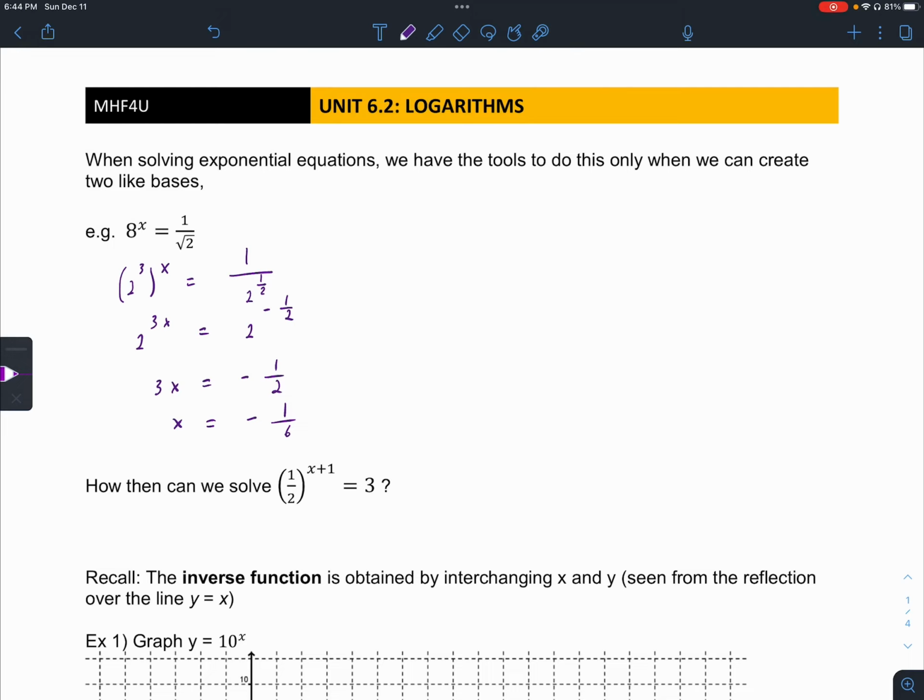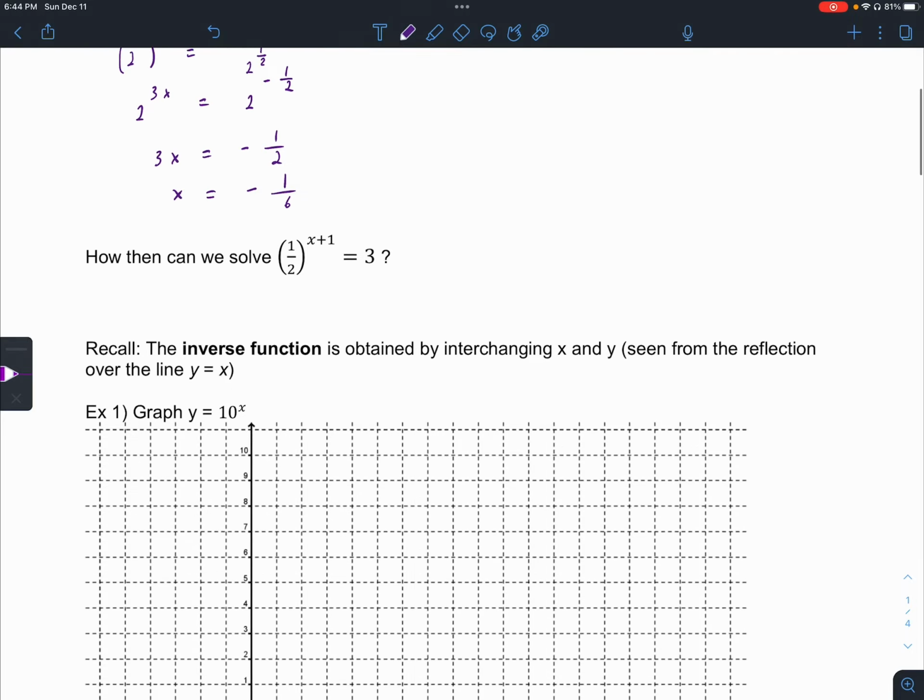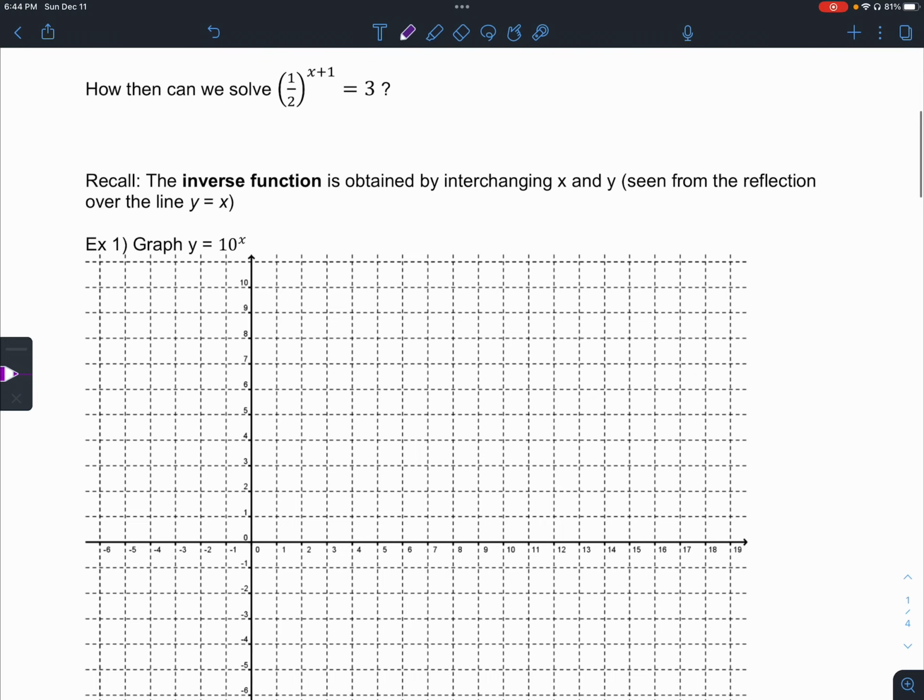Now, how can we solve something like (1 over 2) to the exponent of x plus 1 is equal to 3, where it's not possible to get a common base? 1/2 and 3 do not have a common base. We're going to come back to this towards the end of the lesson. Logarithms actually allow us to solve exponential equations where it's not possible to get a common base on both sides. Recall that the inverse function is obtained by interchanging x and y values.